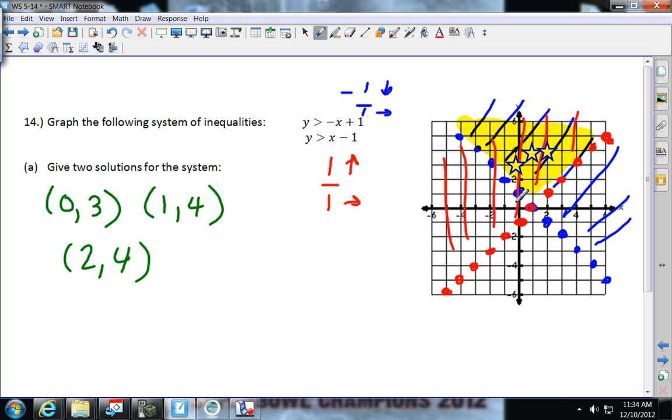What if I said (0, 1)? Is this point right here a solution? Is it on a solid line? No, it's on a dashed line. So if it's on the dashed line, it is not a solution. If it was a solid line, it would be a solution.